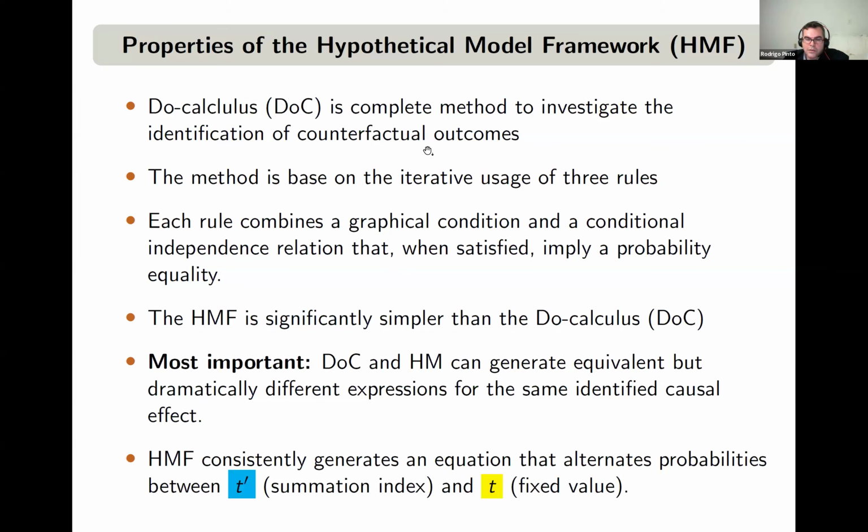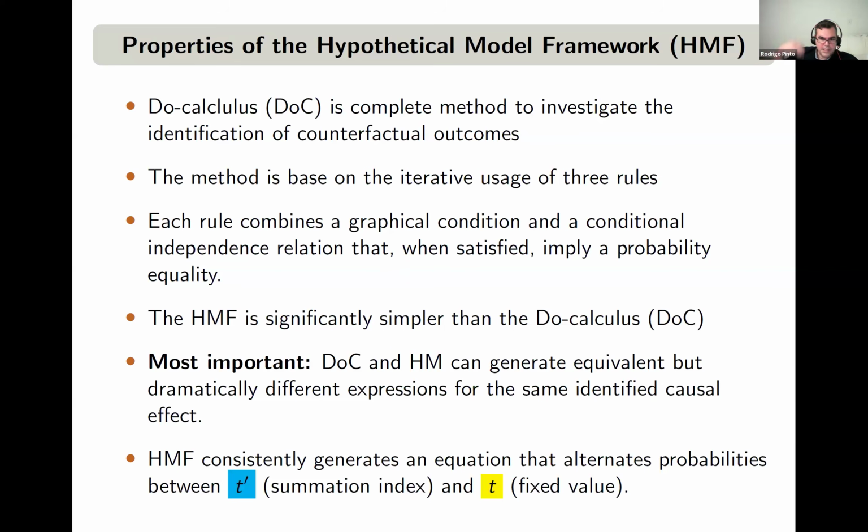Now, how does it differ from the do calculus in many aspects? First thing, the do calculus is a complete method, a very interesting method that takes any DAG and examines whether the DAG generates a cause effect that's identified or not. If it is, it gives an identification equation. So the method that uses the hypothetical model differs a lot in methodology from the do calculus.